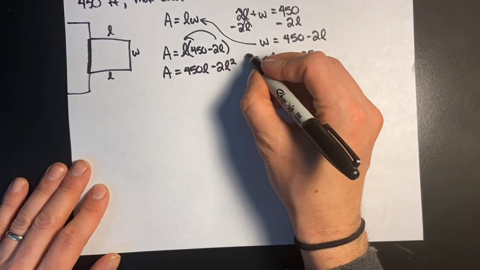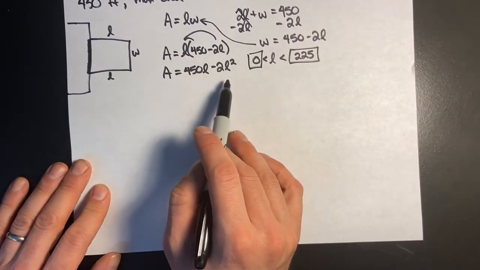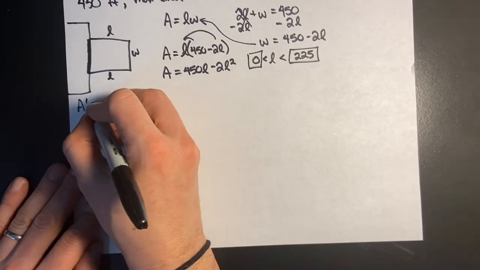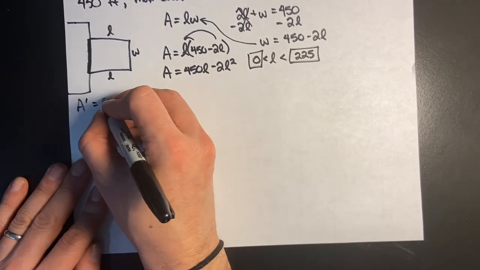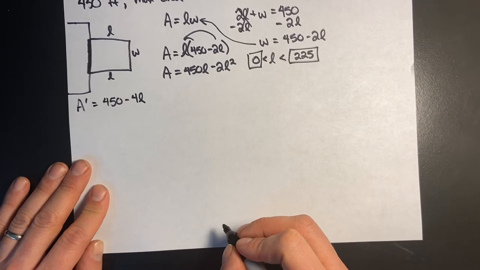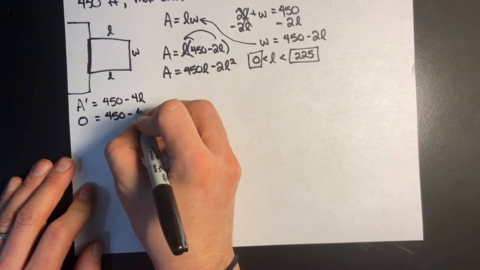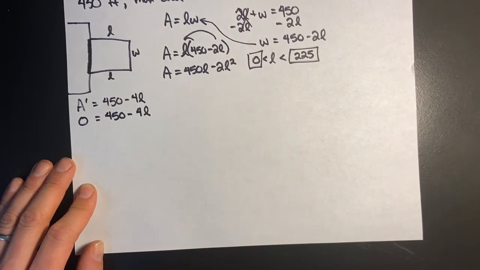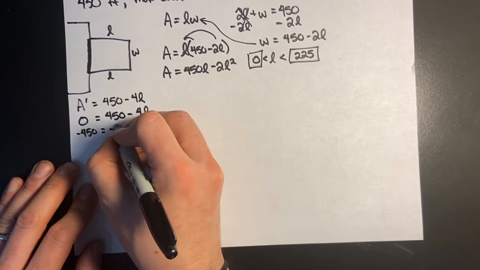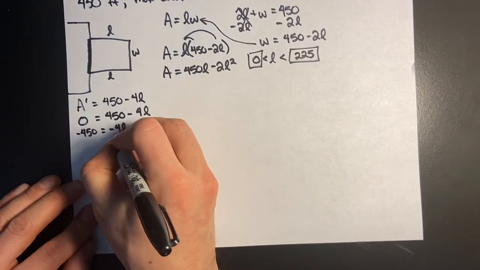So what I'm going to do is use those points and plug them into the original equation. What I also need that I haven't done yet is my critical points. So if I take the derivative of that, I get 450 minus 4L. Set it equal to zero. Subtract 450 from both sides. Divide by negative 4.